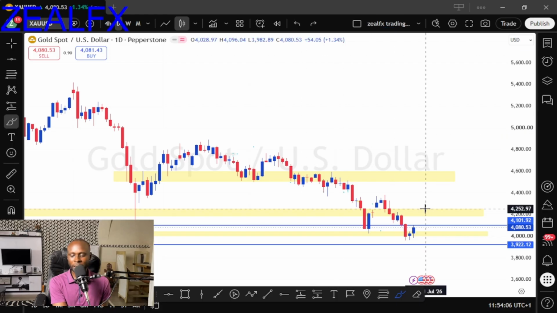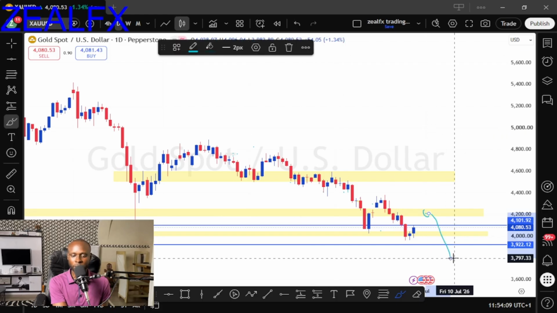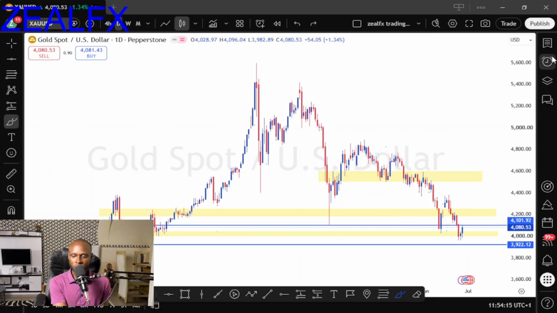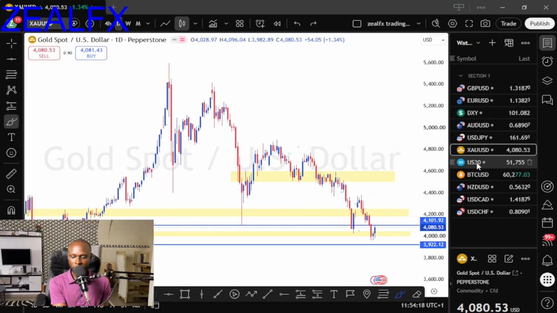So we need price to react to this resistance before we start looking for a possible selling opportunity for the gold USD. So let's look at our next pair, which is the US30.